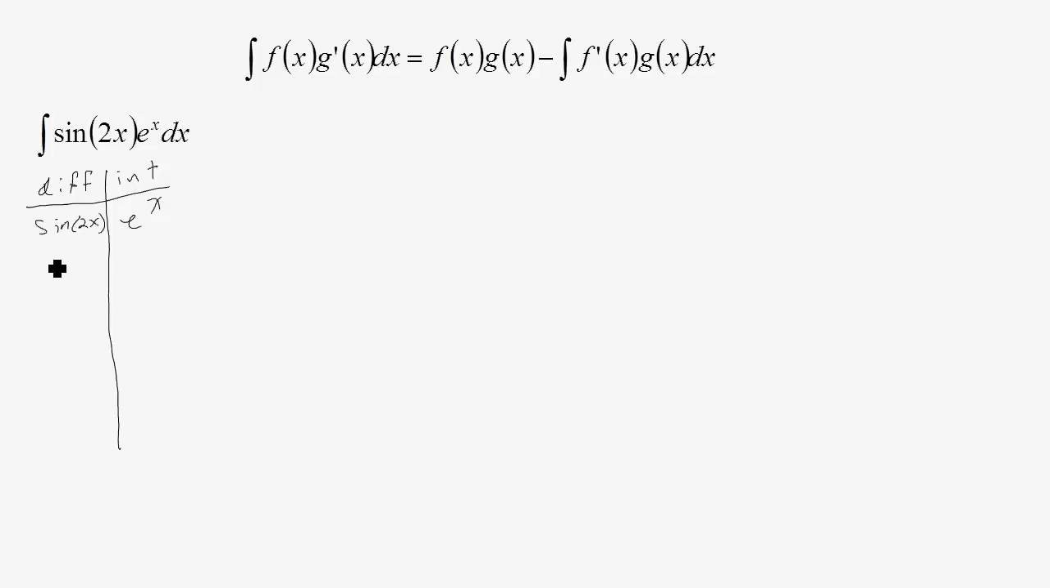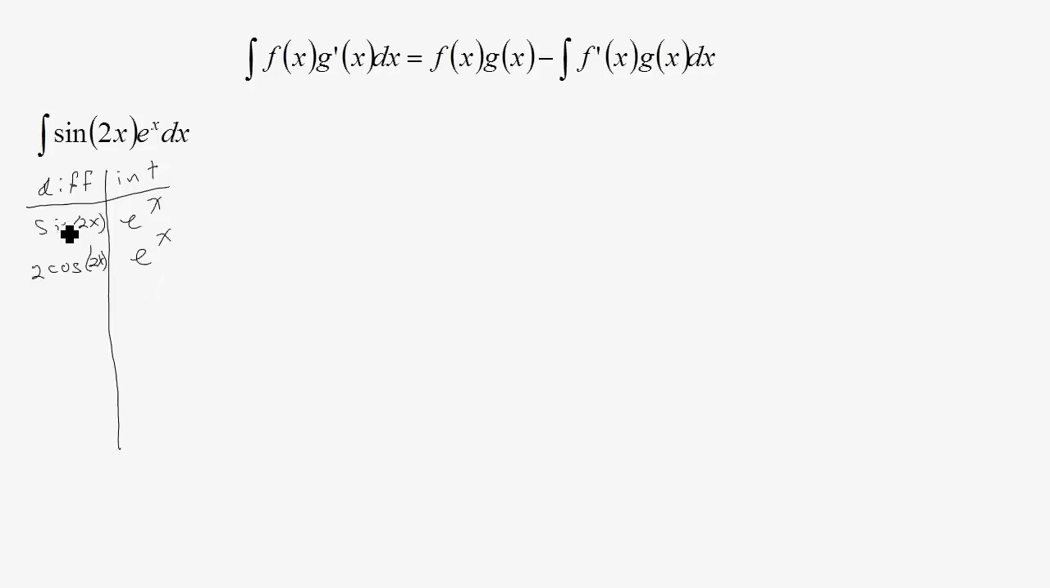Okay, so let's see. We differentiate the sine, and because of the chain rule, the derivative of the outside is cosine, evaluate the inside, times the derivative of 2x, which is 2. So we have this extra 2 from the chain rule. We integrate e to the x, and we've got e to the x.